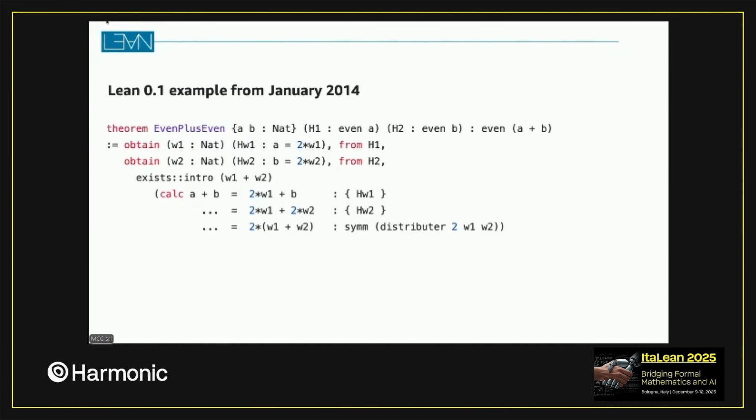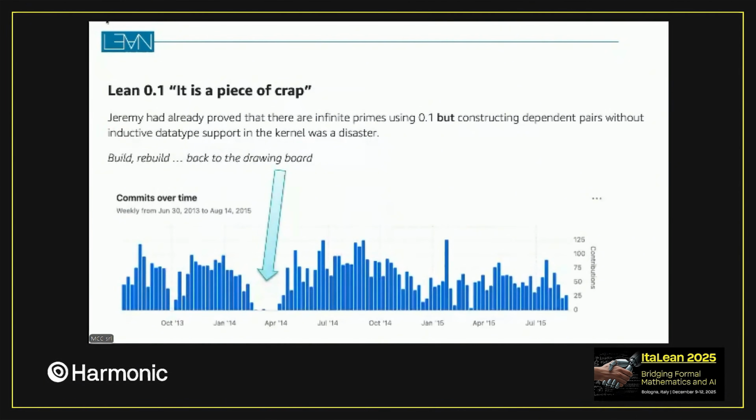The calculational proofs were there a few months later, but this is there in the repository from January of 2014. But then there's this message that Jeremy found. I'm telling him it's a piece of crap, because we managed to build natural numbers, pairs, lists from first principles. But when you get to dependent pairs, it becomes intractable. We do not have inductive data types in the kernel.